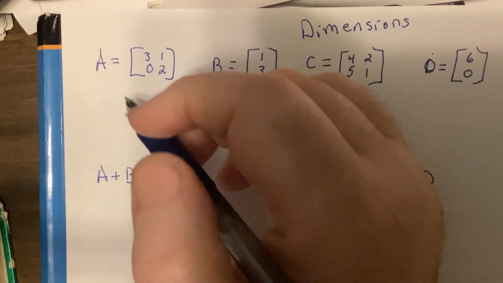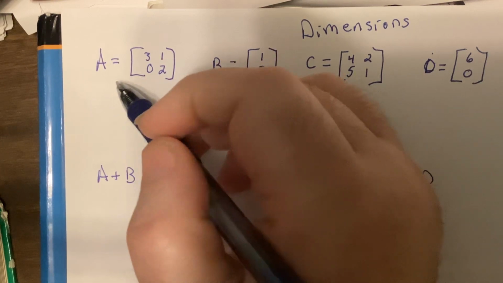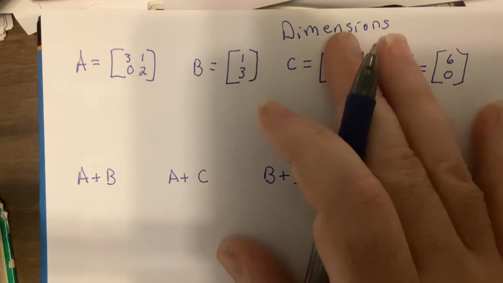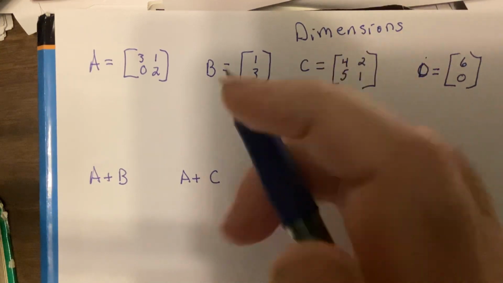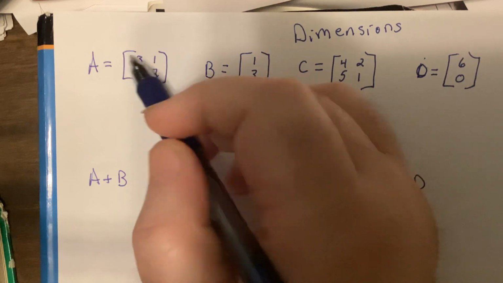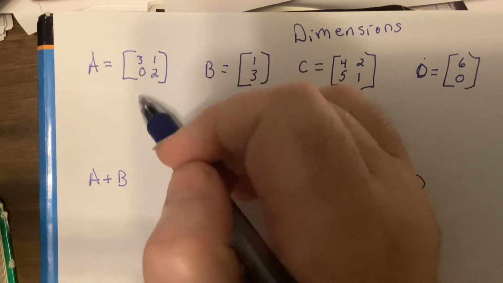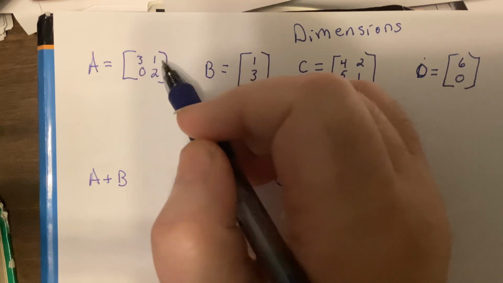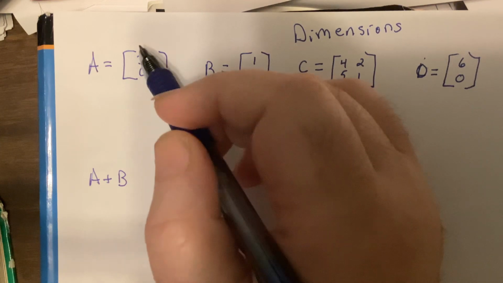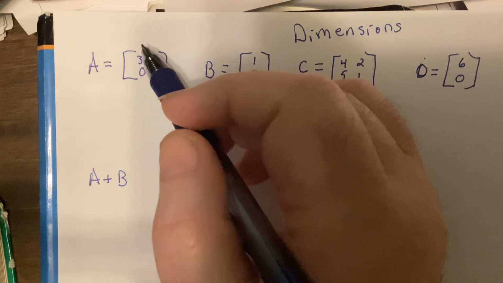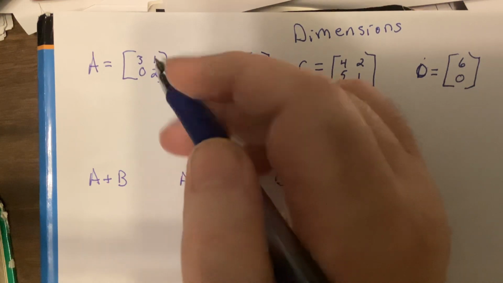Now, a dimension is how big a matrix is. I kept the matrices pretty small for the video, but you go by rows and then columns. Rows is across, columns is up and down. Or mathematically, you'd say horizontally and vertically. Rows are horizontal, columns are vertical.